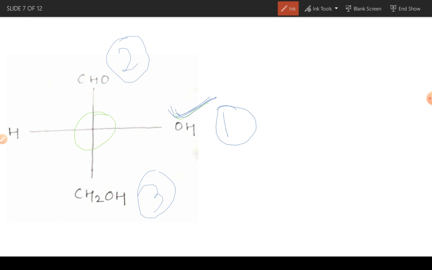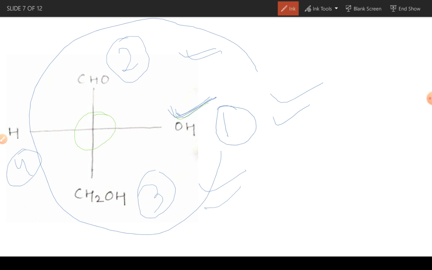So I have numbered it as 1, 2 and 3, and here it is 4. But the 4, the less priority group, is present at the horizontal position. So we need to be careful while writing the answer. So first of all, let us find the configuration from what is coming. See, here it is 1, here it is 2, here it is 3. So it is going like this, and this is anti-clockwise direction.